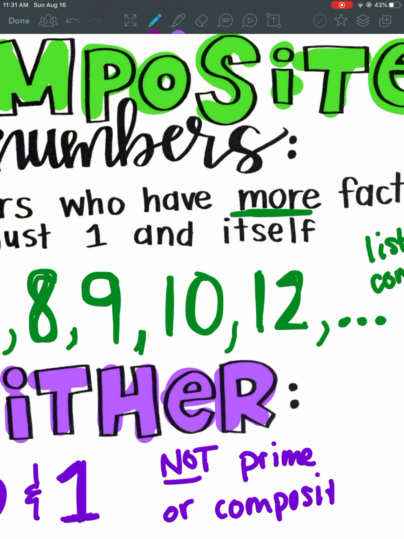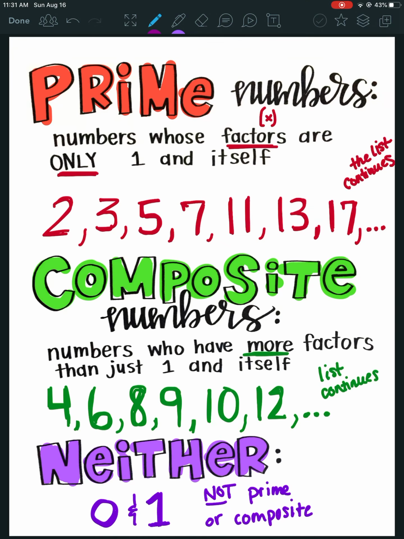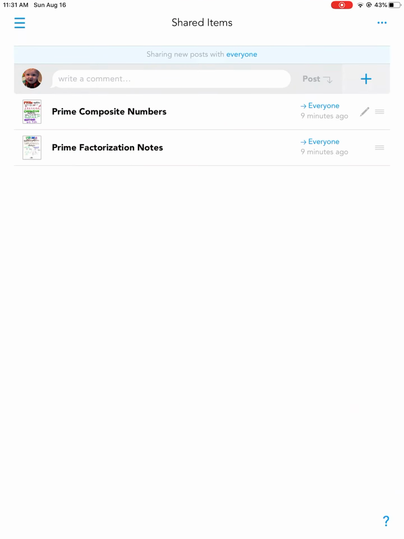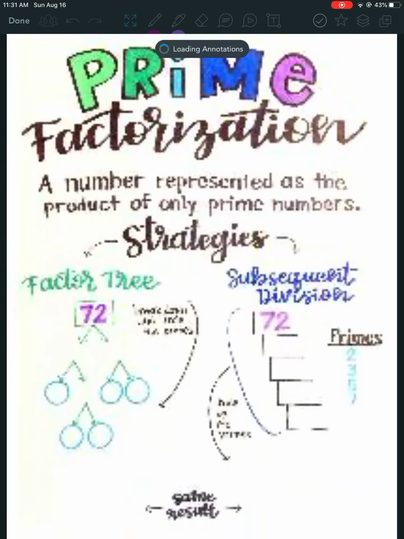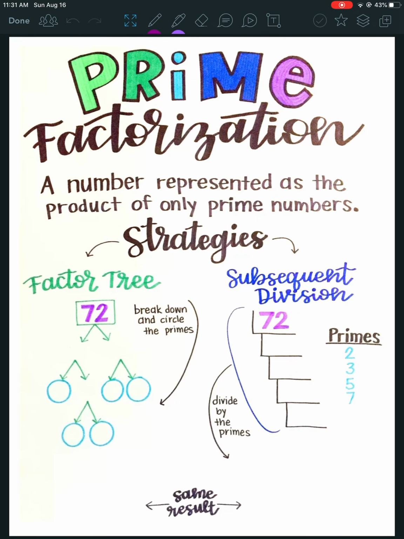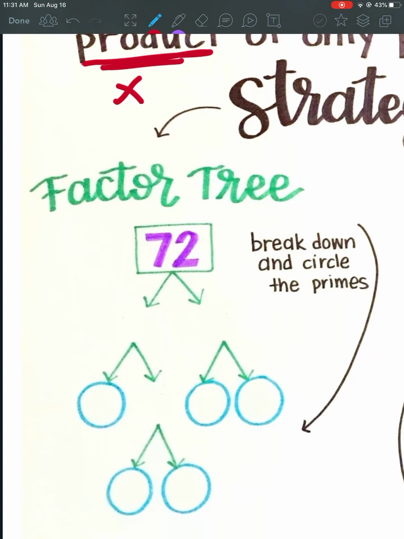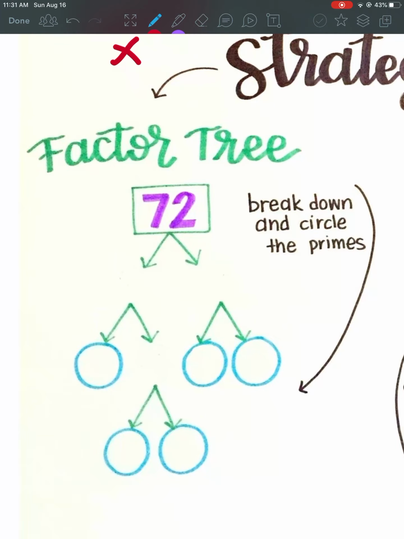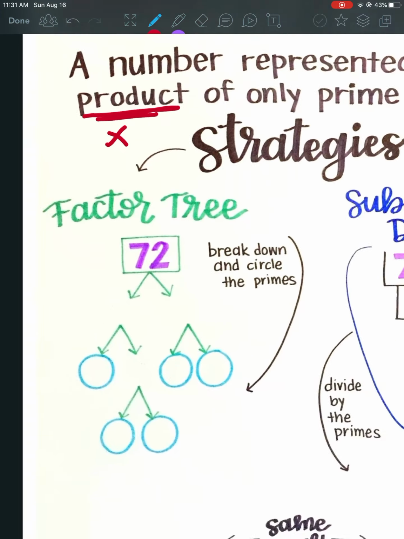All right, so now let's talk about prime factorization and how we're going to build that list to get down to all prime numbers that are being multiplied to represent a number. Okay, so prime factorization is a number represented as the product, remember that product means multiply, of only prime numbers. So when we get done, we want to represent, and we're going to start off with this example, 72. We want to write 72 as multiplying all prime numbers together.